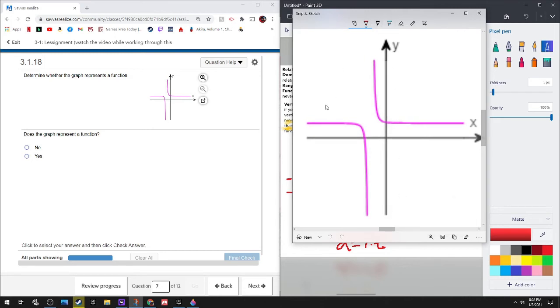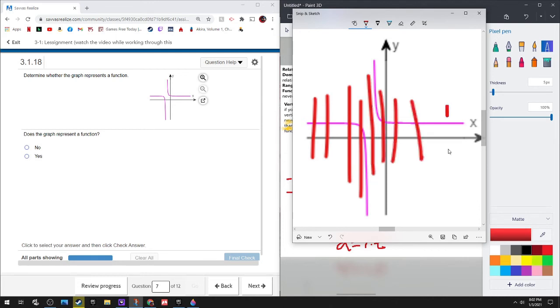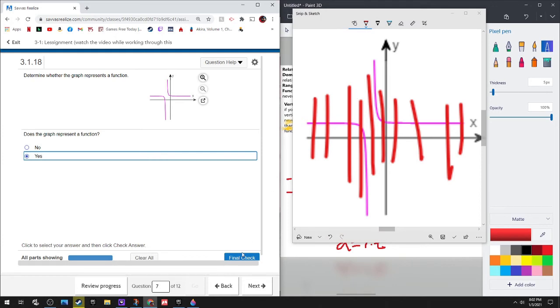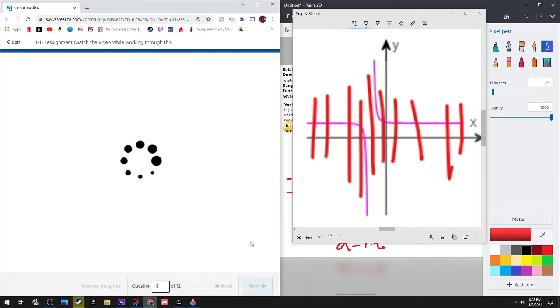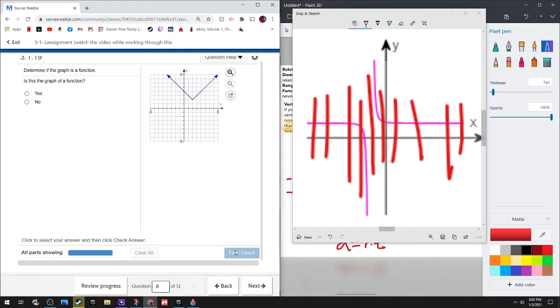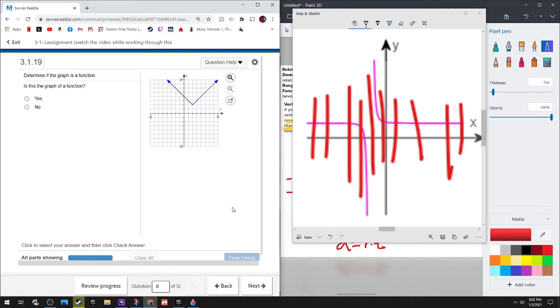Is it a function? It misses here, but that's okay. And these, although they look like they're straight up and down, they're not actually straight up and down. There's still curvature to them. So yes, this is a function. Next one. Is this a function? Well, same deal, right? You can draw vertical lines through it. It never hits more than once. So yeah, we're good.